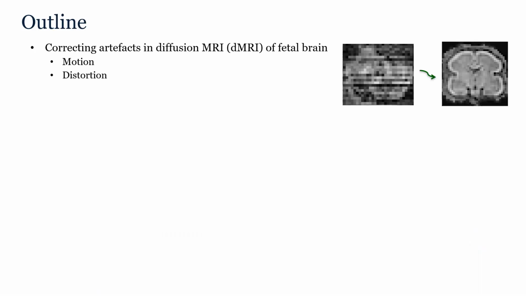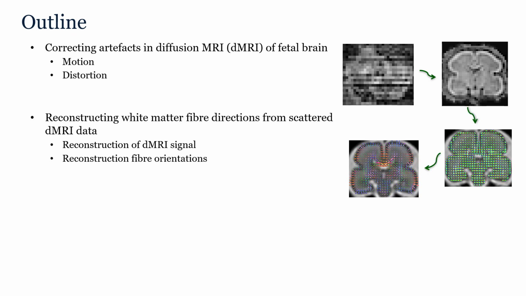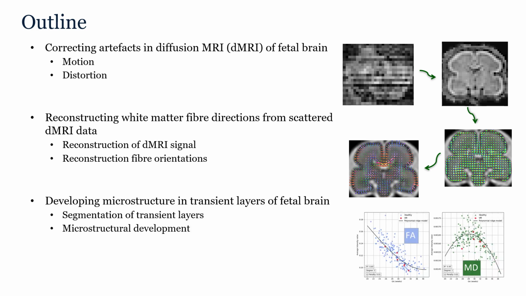Here is the outline of my talk. First, I will discuss artifacts in diffusion MRI of the fetal brain, focusing on motion and distortion. Secondly, I will talk about reconstructing white matter fiber directions from scattered diffusion signal. And finally, we will have a look at microstructure in transient layers of the fetal brain.